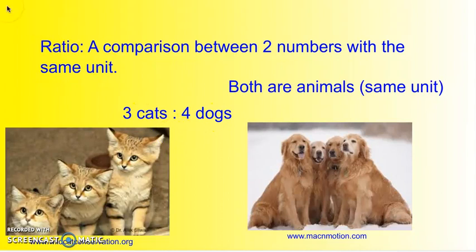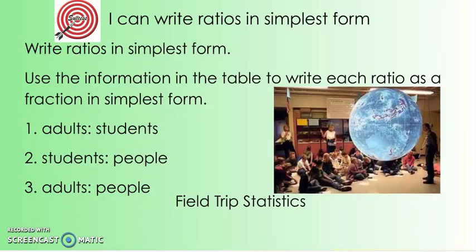And so the first target that we are going to be is the following. So here's our target. It says I can write ratios in simplest form. And so what we're going to do is create ratios. So we're going to compare two numbers of similar units, and then we are going to simplify them. Kind of just very similar to simplifying fractions.